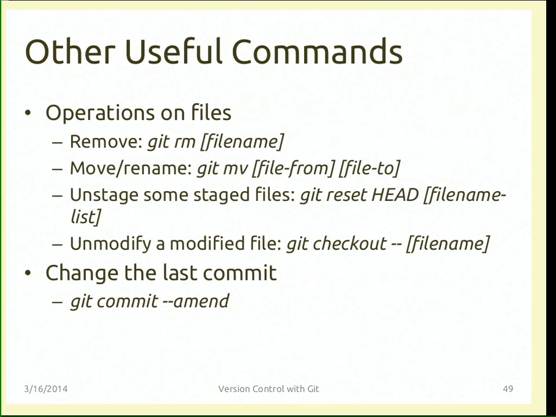Other useful commands besides this basic set. Remove a file from Git: git rm file name. Move or rename a file: git mv from to, where the first is the original file name and the second is the destination file name. Unstage a staged file, remove it from the staging area: git reset.